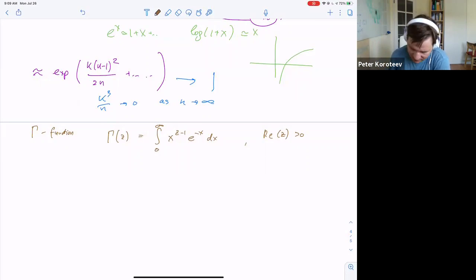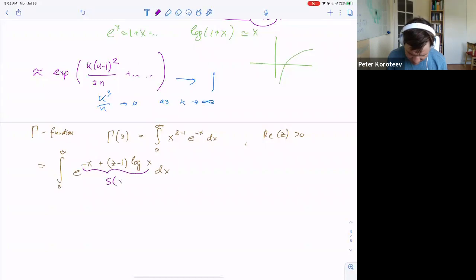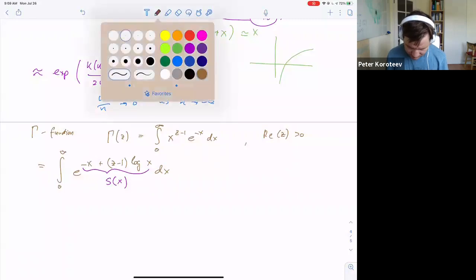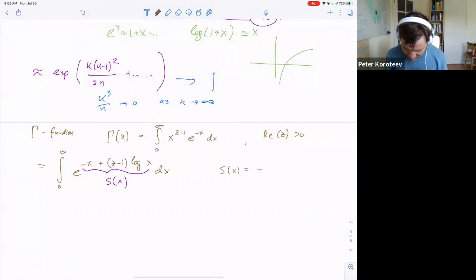Now let's rewrite this integral slightly differently. I'm going to put this x into the exponential. So you have the integral from 0 to infinity of e to the minus x plus z minus 1 log x dx. I just put it upstairs, and let's call this expression s of x. So it's some function of x, and s of x is equal to minus x plus z minus 1 log x.